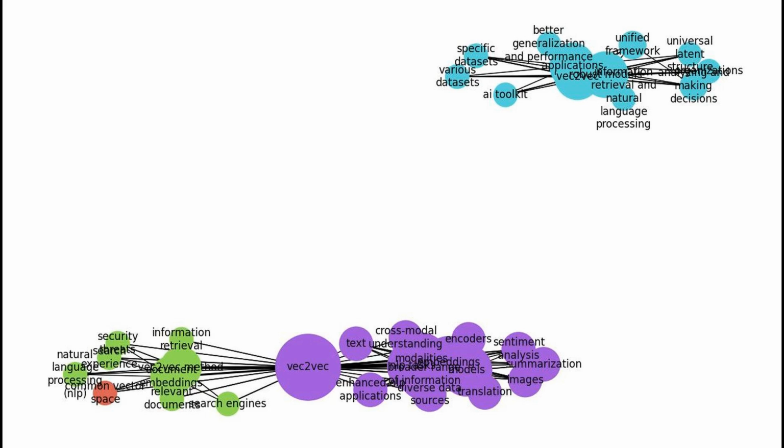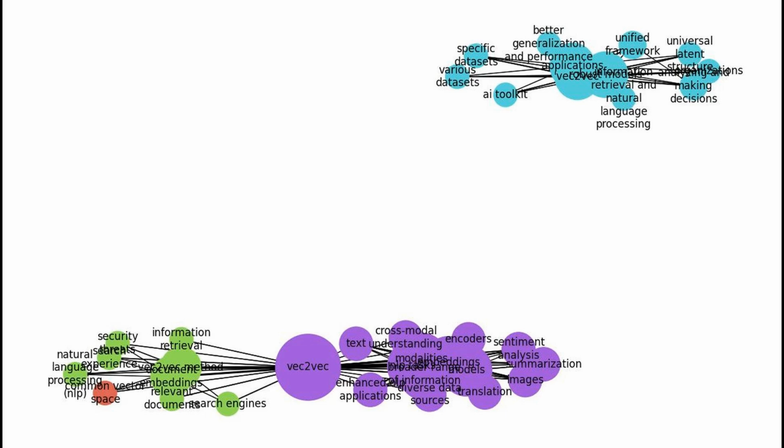One, information retrieval. Vec2Vec can help improve search engines by translating different document embeddings into a common vector space. This means that even if documents are created using different methods or languages, they can still be compared effectively. For example, if a user searches for a topic, Vec2Vec can retrieve relevant documents from various sources, enhancing the overall search experience.